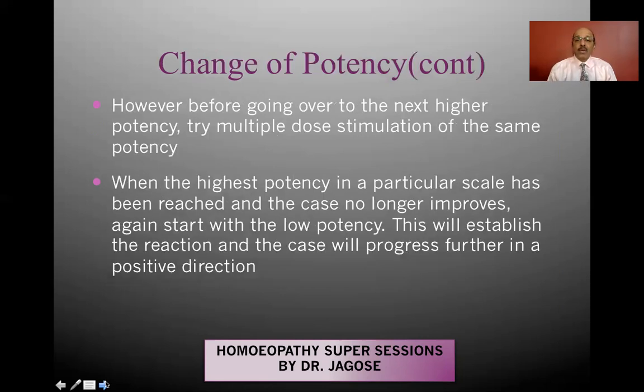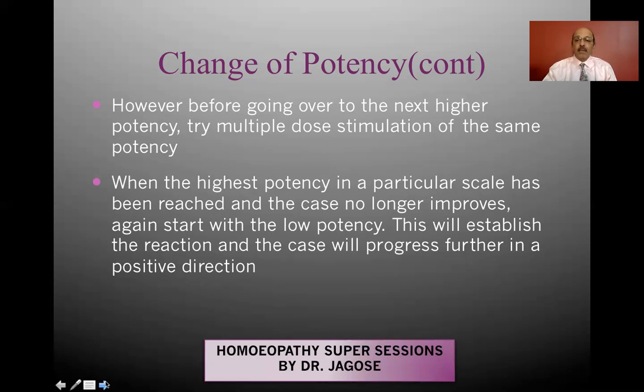However, before going over to the next higher potency, try multiple dose stimulation of the same potency. Suppose you have given, say, a 30th potency in only one dose, and the patient is not improving. You again repeat the same medicine in the 30th potency, one dose, and again no improvement. So before changing to the next higher potency, just repeat it twice a day or 3 times a day and see whether any effect takes place. Generally, if you repeat it, most probably the effect will take place.